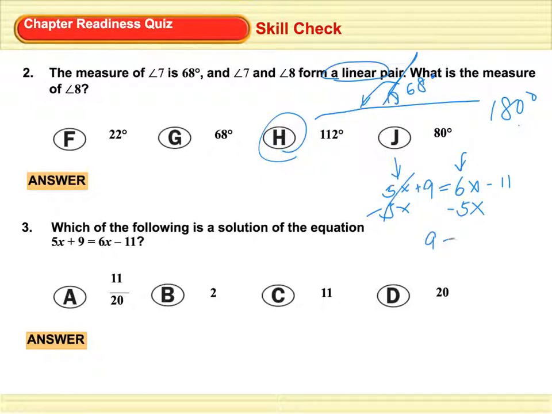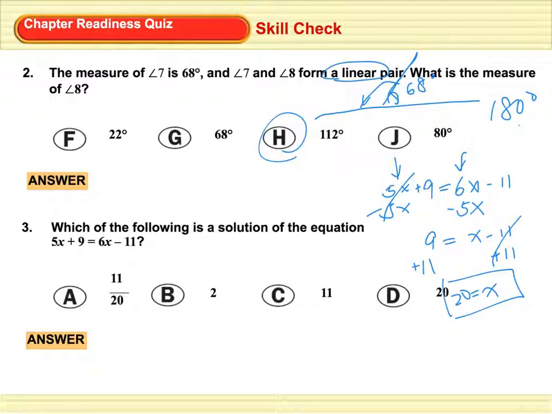I only have 9 left on the left-hand side. On the right-hand side, 6x minus 5x, I only have 1x left, and I bring down minus 11, right? And by the same token, I can do plus 11 on both sides. I still can maintain this equal sign here. And on the right-hand side, I have x. On the left-hand side, I now have 20. So that's my final answer there. That's one way to explain it.